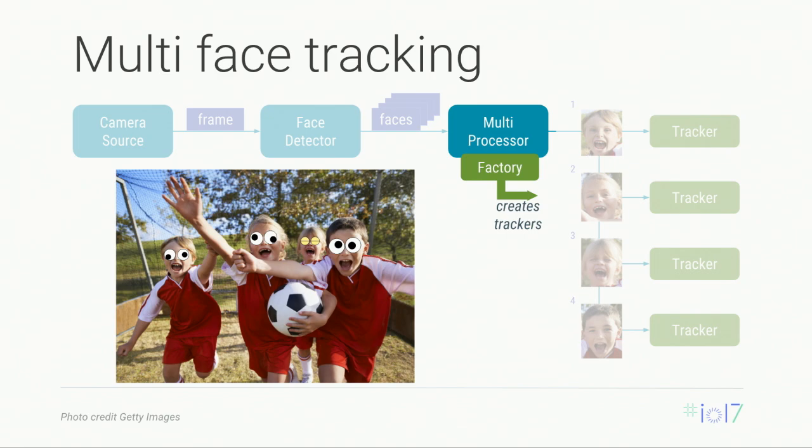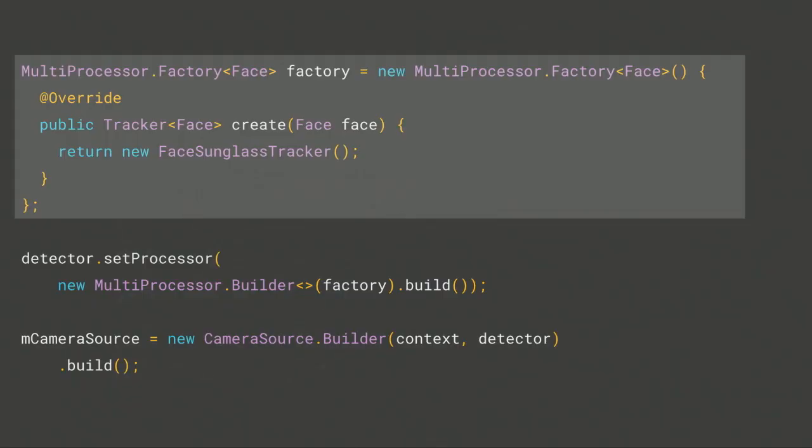Unlike the focusing processor, which only rolls one element to the tracker, the multiprocessor will create a tracker instance for all the elements that are detected by the face detector. The code looks very similar. The only difference is highlighted. You want to create a multiprocessor.factory class, which will create a tracker instance for all the faces detected by the face detector, and the rest of the pipeline is the same as single face tracking.